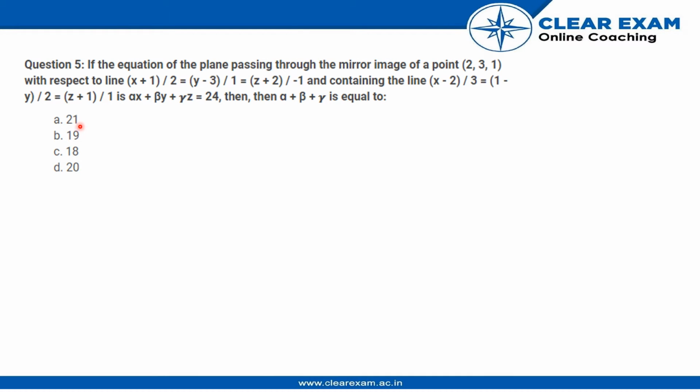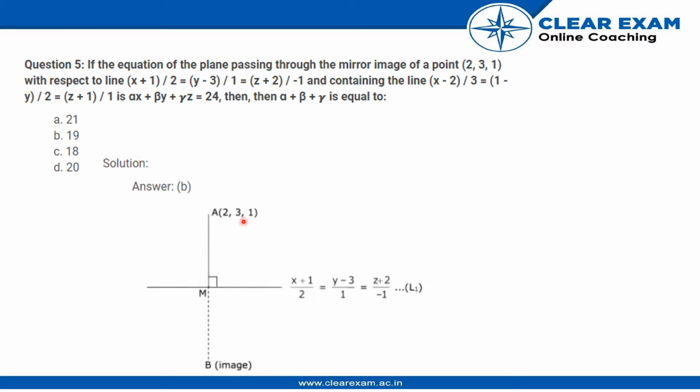The question says: if the equation of the plane passing through the mirror image of the point (2, 3, 1) with respect to the line (x + 1)/2 = (y − 1)/3 = (z + 2)/(−1), and containing the line, is αx + βy + γz = 24, then what will be the value of α + β + γ?